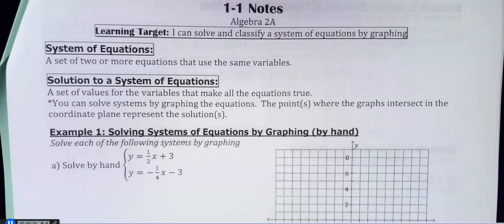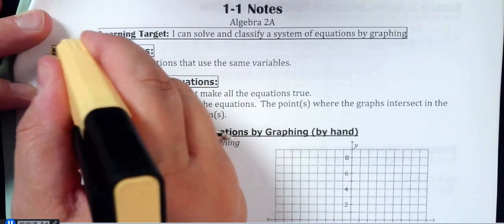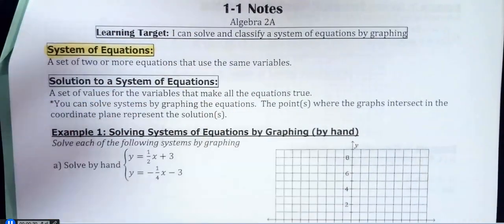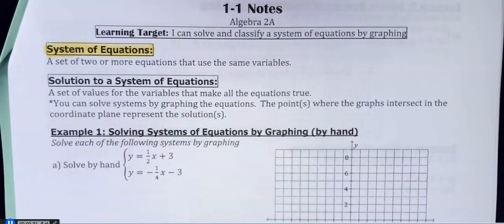So I'm going to start here at the top. I already wrote these definitions, so you don't have to write anything at the top. This is just for you to read. In general, though, system of equations, we're just going to start here with two equations with two variables, but it could be three equations with three variables or bigger than that. So this just says a set of two or more equations that use the same variables.